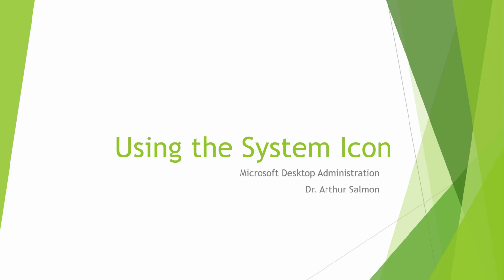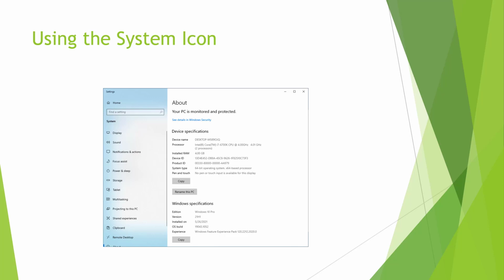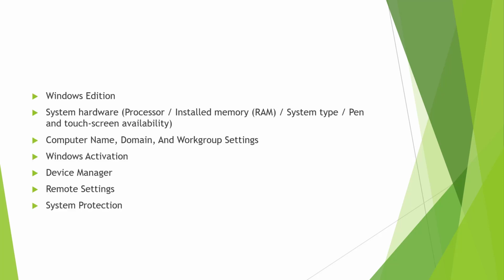So we refer to it as the system icon, but essentially the system is just a centralized location that focuses on our device. In Windows 10, it's kind of more about the About section, but common settings are in both. Normally, you can do things like Windows Edition, system hardware, computer name, workgroup and domain-based settings, activation, and you can access other features like device manager, remote settings, system properties, and other things. So it's important to be able to understand how to use this feature.